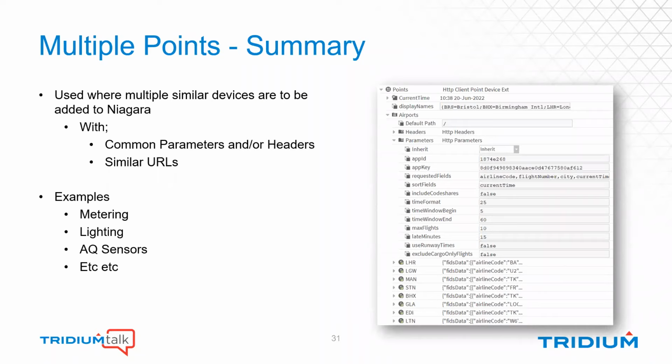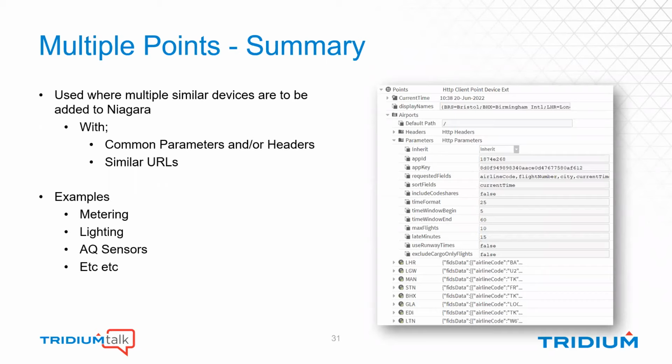So as you can see there, we've got the app ID and the app key and so on and so forth. It's going to be common for each one. Or if you've got similar URLs, like the previous example that I just showed you, there's only 3 letters different for each one. You can mass deploy stuff very, very quickly.